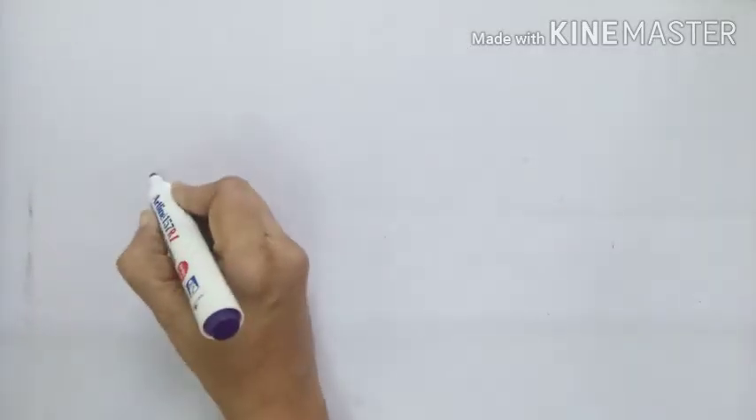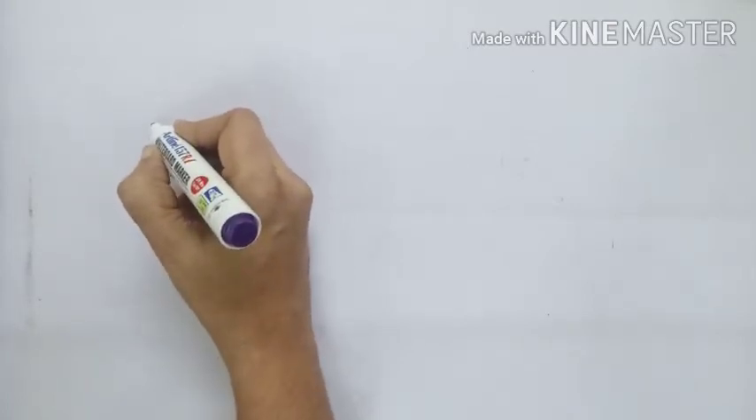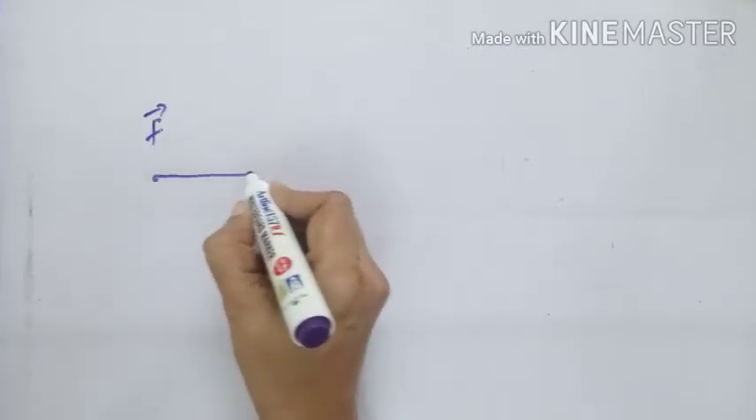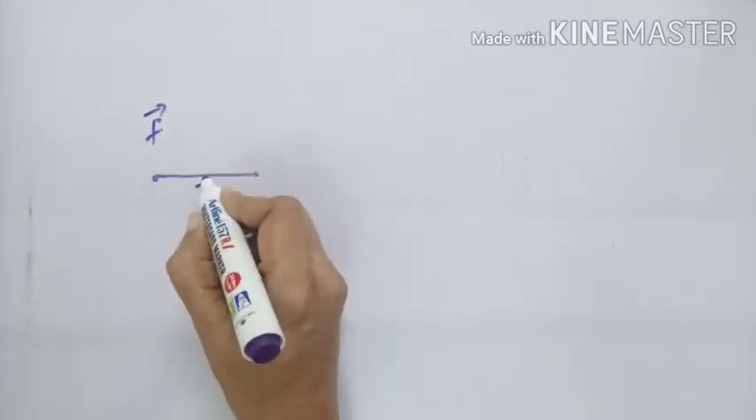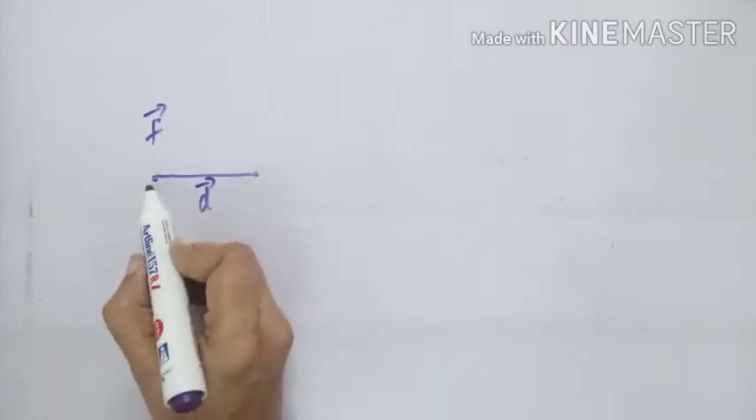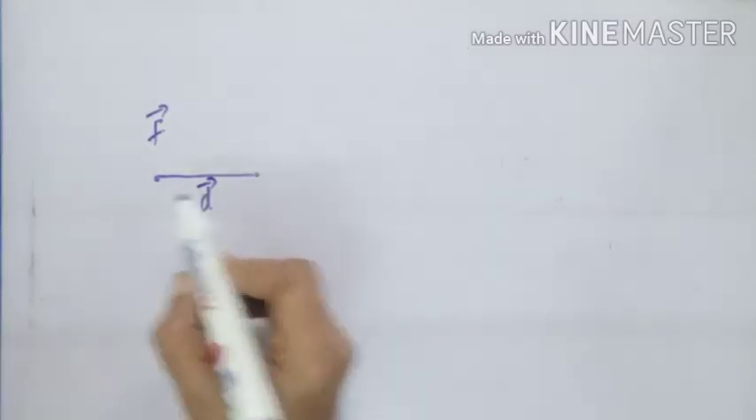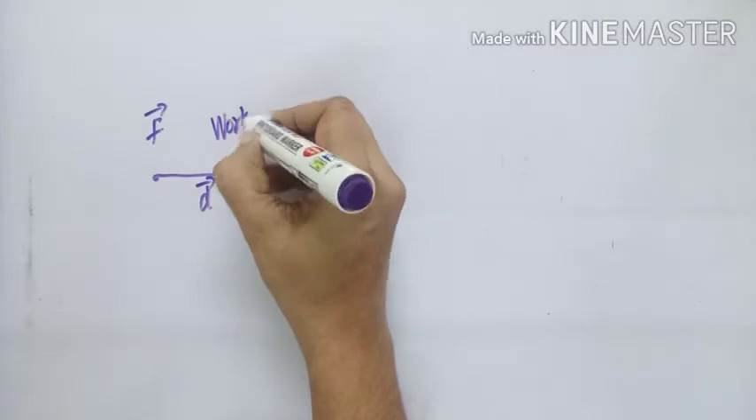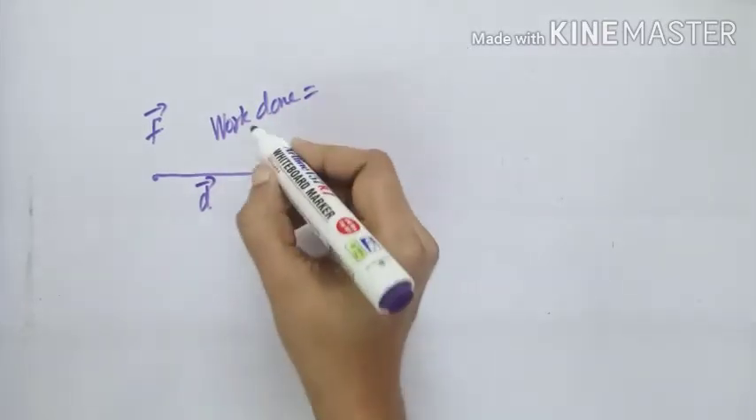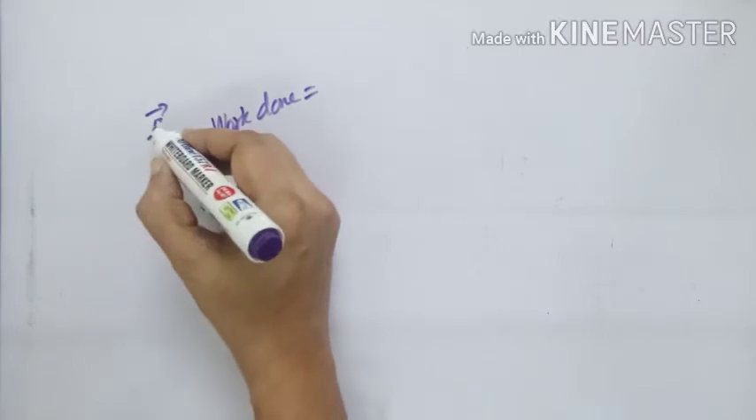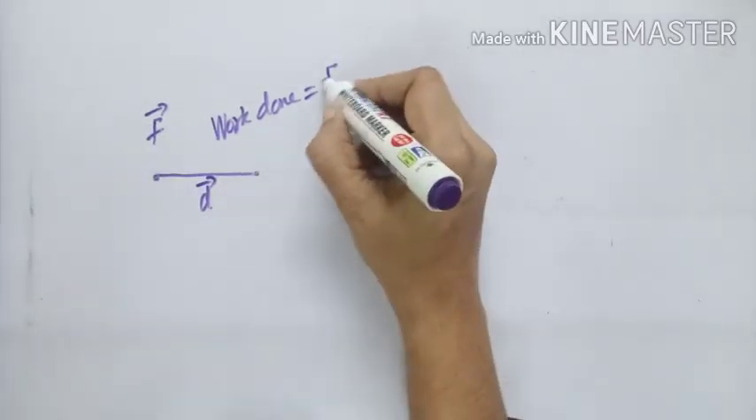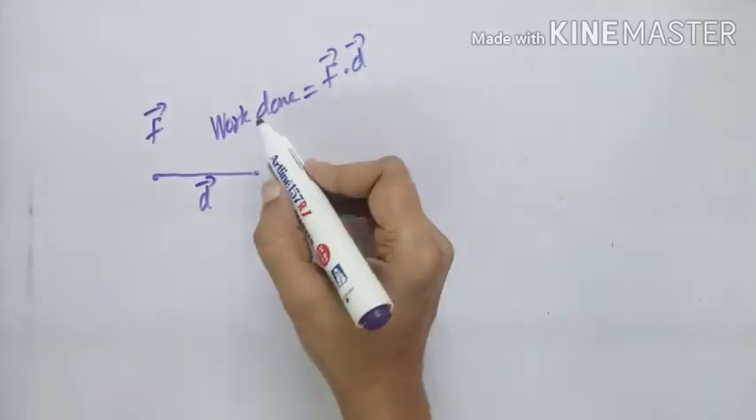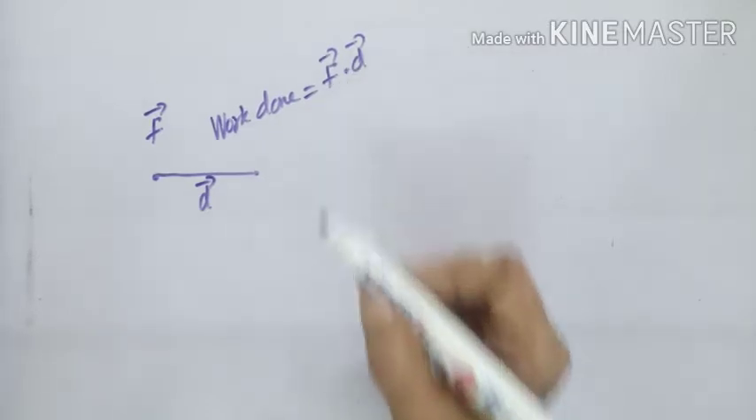For example, a point is here. When I apply a force on this, it gets displaced. So this is called the displacement vector. From this point to this point, the point is displaced. A force is applied. What is the work done is the question. So work done is, when I find out the F vector and D vector, the formula is F dot D. So in physics, we apply work done problems using dot product.